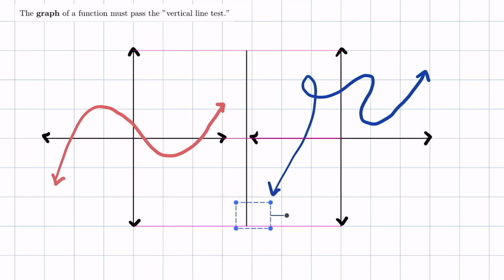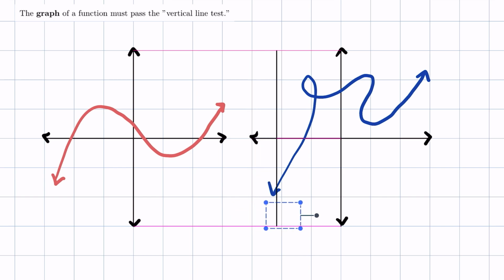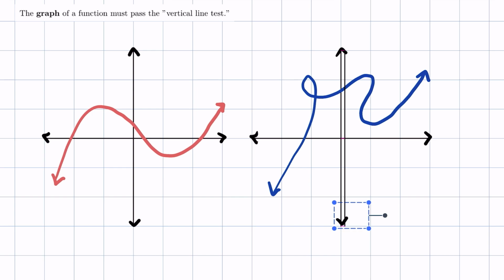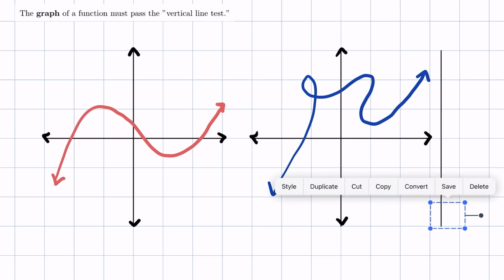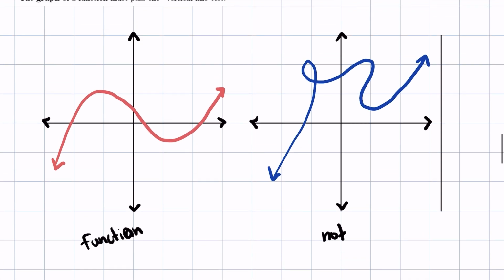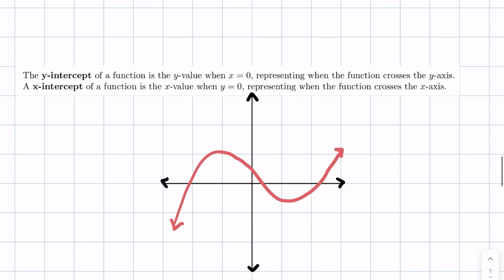Now, for this other graph, here we're good. Oh, and suddenly we're touching in three places. And then we're fine again. And then we're touching in three places. So what we can see from this is that this first graph is a function and the second graph is not. So that's an easy way to always tell just from the graph.